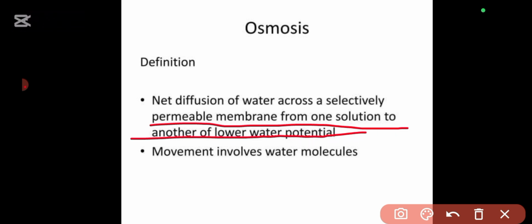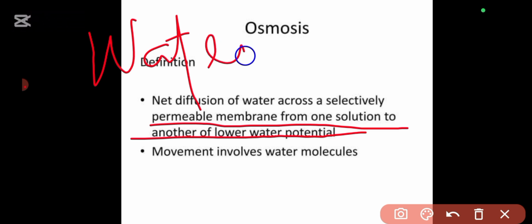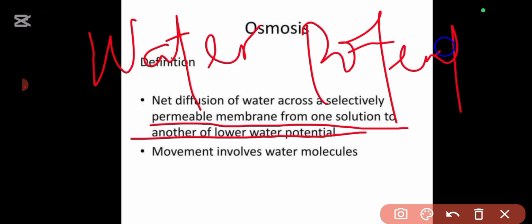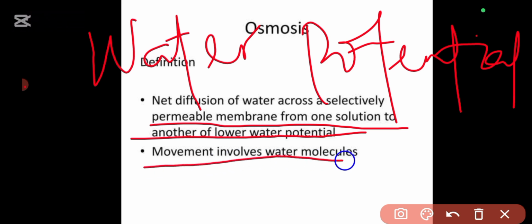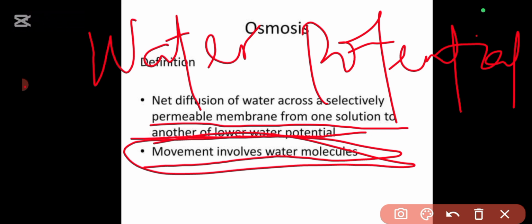Yes, we describe the amount of water using the term water potential. Water potential simply means the amount of water on both sides of the membrane. So where there is more water, we have a higher water potential, and where there is low water, we have a lower water potential. So when water moves from where there is higher water potential to where there is lower water potential, then that is osmosis. So the movement involves water molecules, don't forget that.